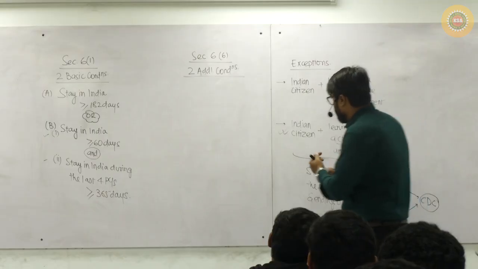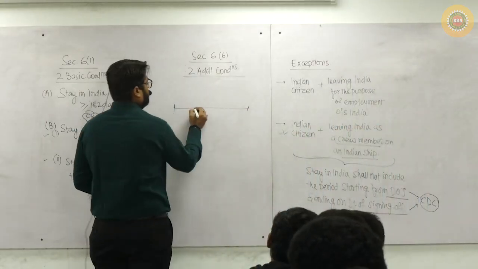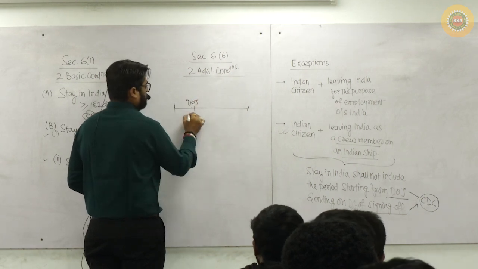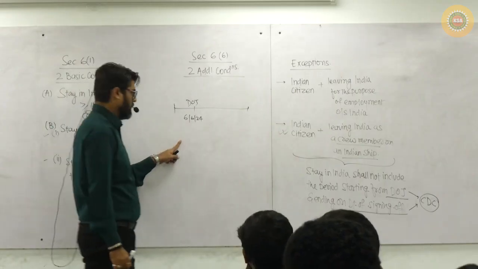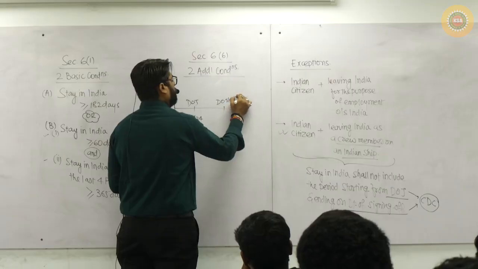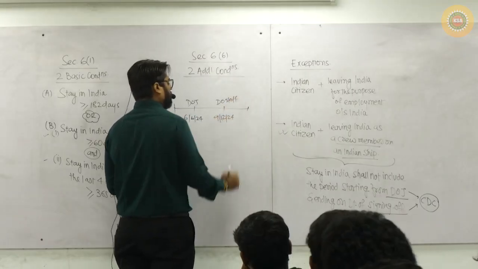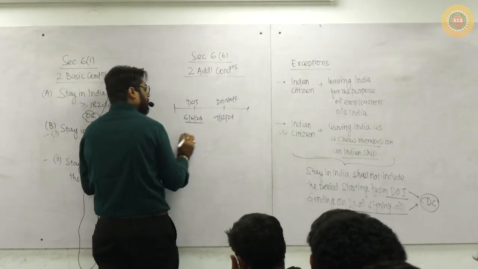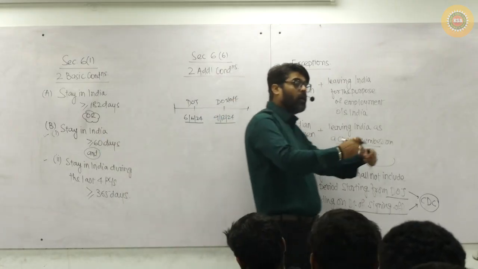So if I say that during the previous year, your date of joining as per continuous discharge certificate was 6th of June 2024. This is your date of joining. And your date of signing off from the ship was 9th of December 2024. So from 6th June till 9th December, you are outside India.